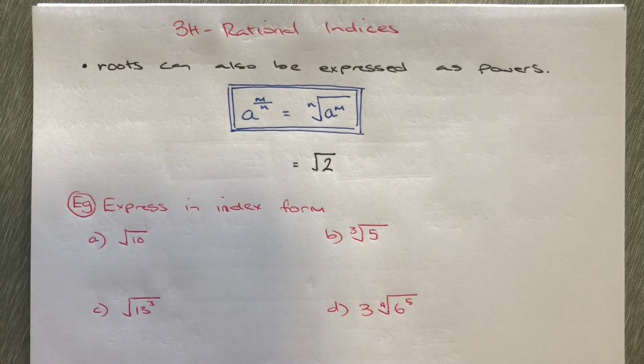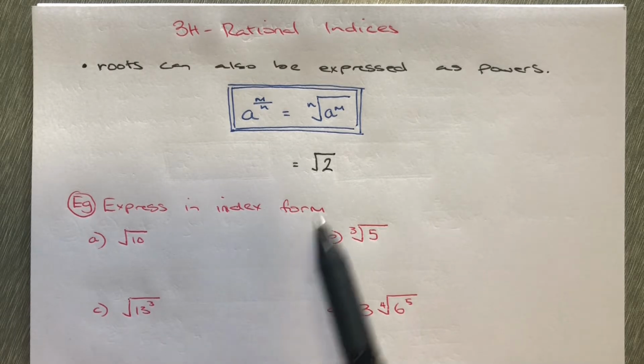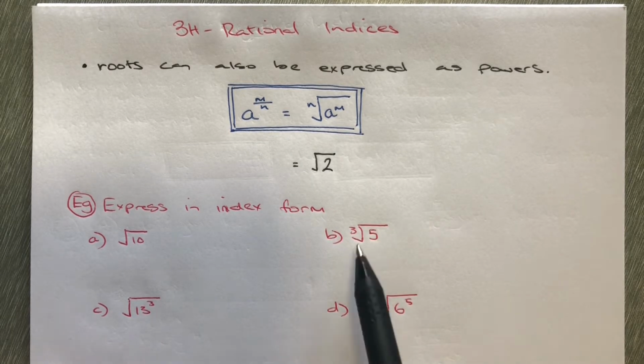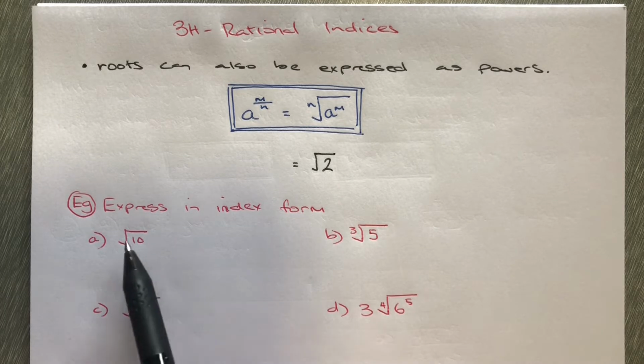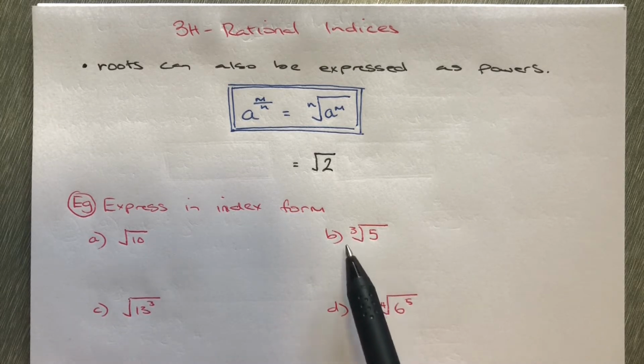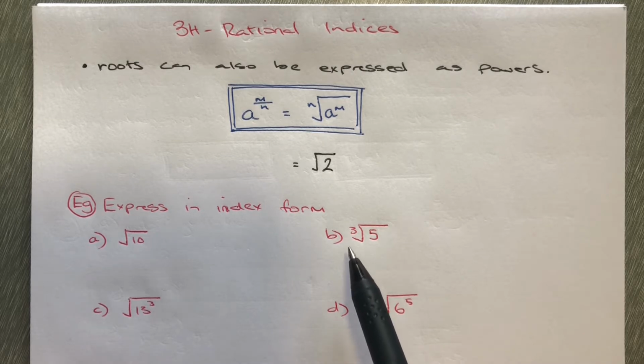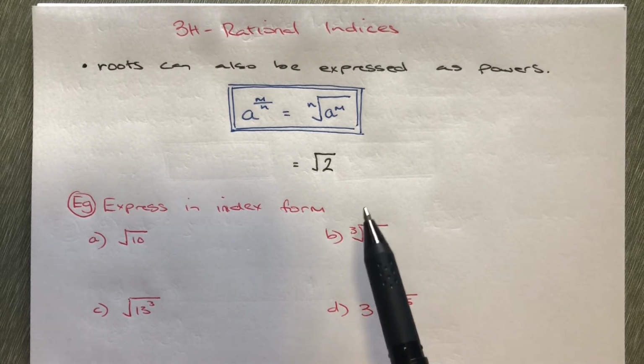Hey Year 10, it's time to do 3H, which is rational indices. Now, you might see that I've got written like all over the page here, there's a heap of different roots. So some of them are square roots, we've got cube roots as well. So we should be familiar with using those ones so far, but they can actually be expressed in another way.